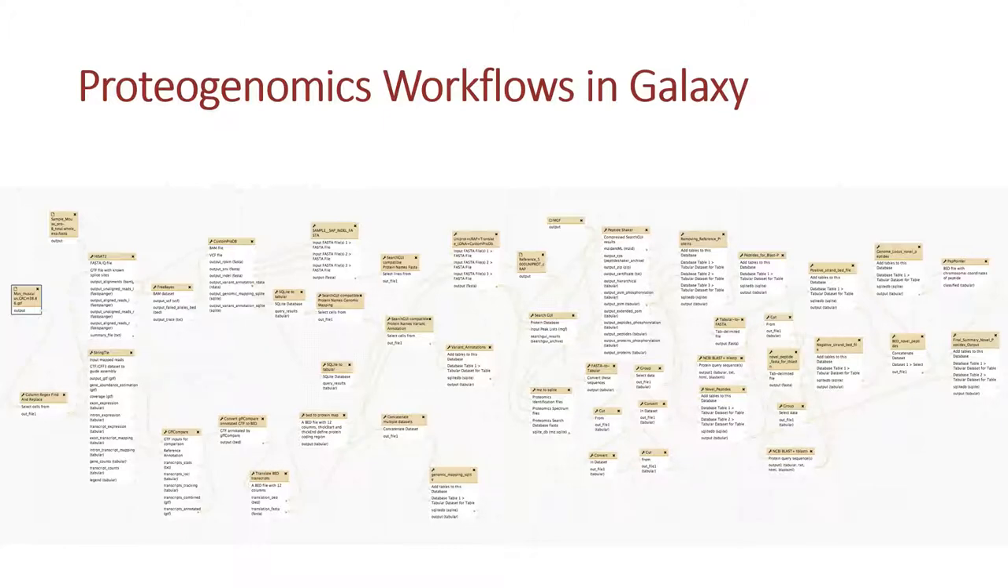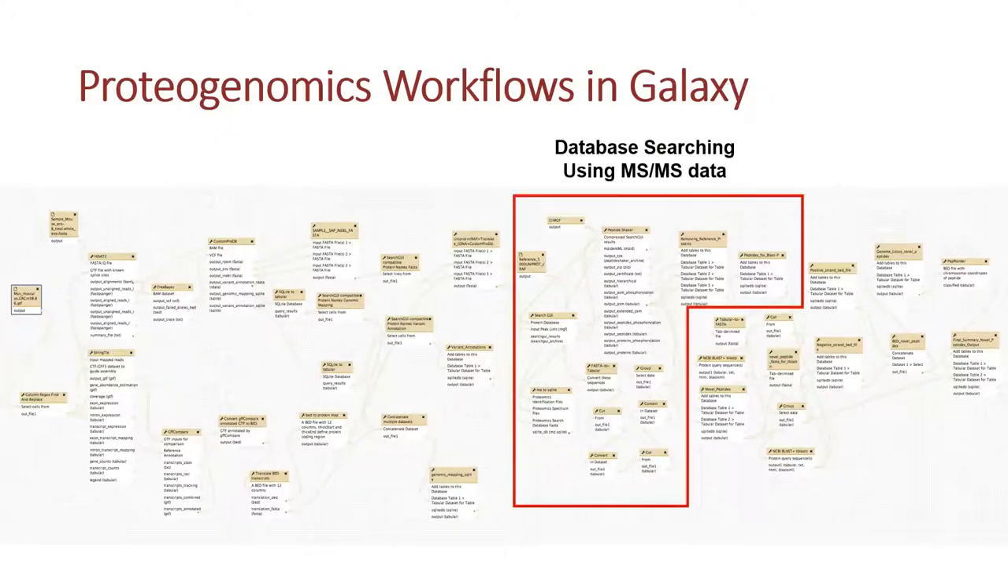This graphic represents a hypothetical workflow containing all the requisite steps in proteogenomic analysis. For this tutorial, I will be focused on this section highlighted in red, where mass spectrometry data is searched against custom databases to identify putative novel peptides. Other steps highlighted here are covered in the other tutorials done by my colleagues.